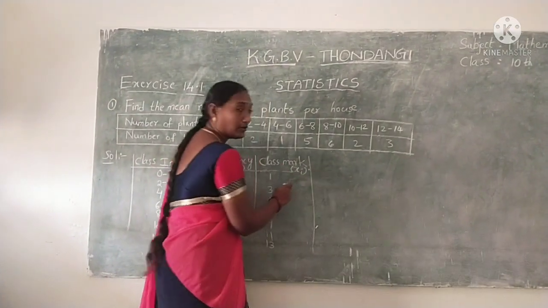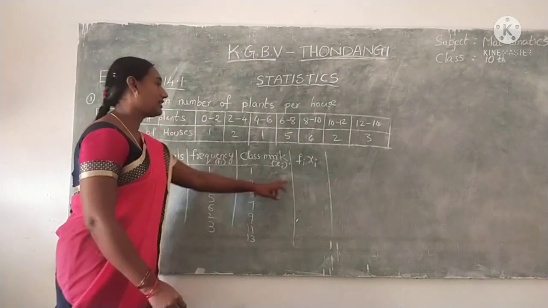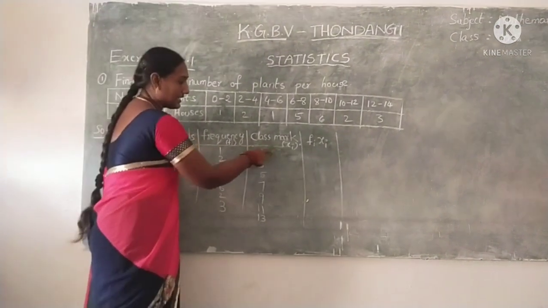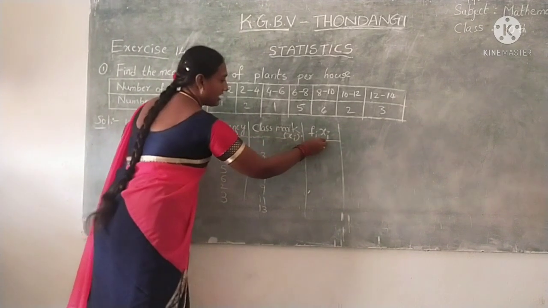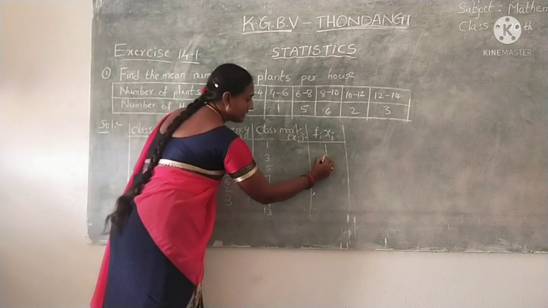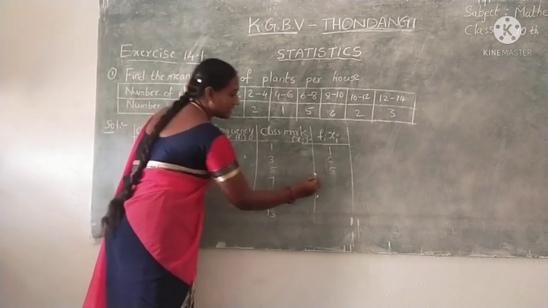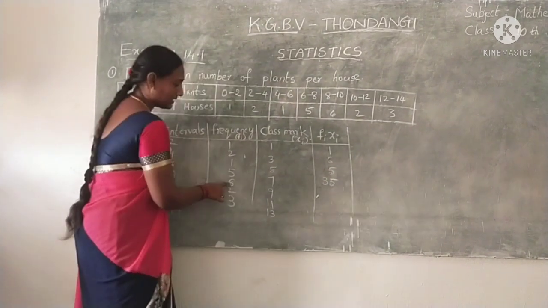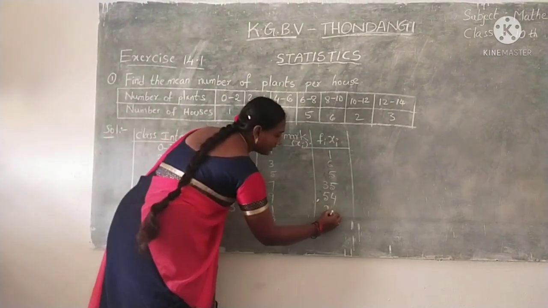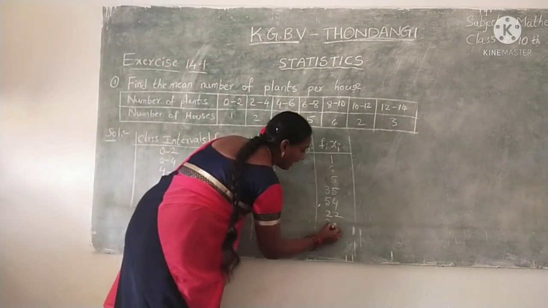Next, we have to find Fi Xi. What are the values of Xi and Fi? Here Fi is 1 and Xi is 1. Fi into Xi, that means 1 into 1. 1 one is 1. 2 threes are 6. 1 five is 5. 5 sevens are 35. 6 nines are 54. 2 elevens are 22. 3 thirteens are 39.